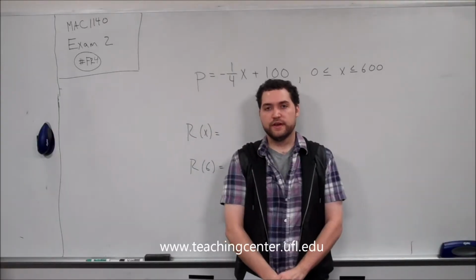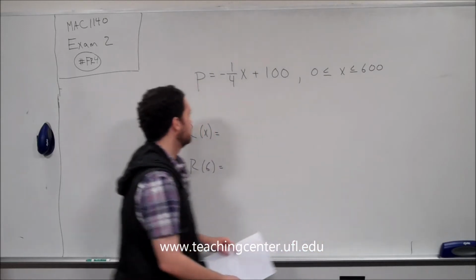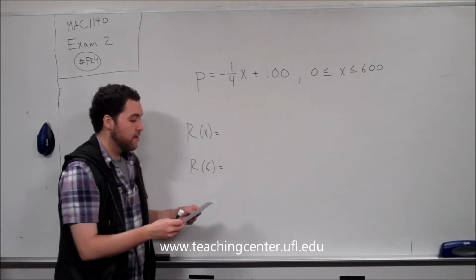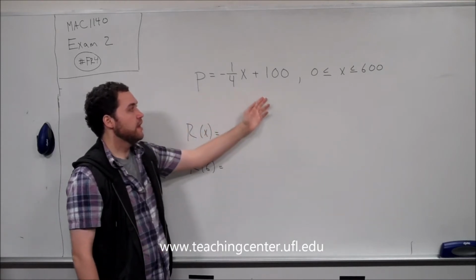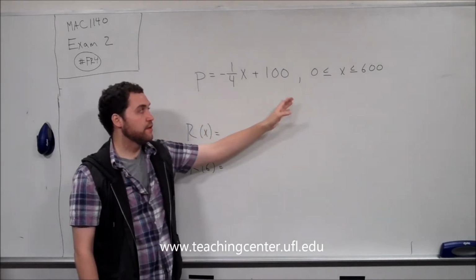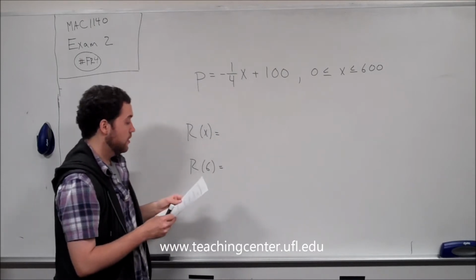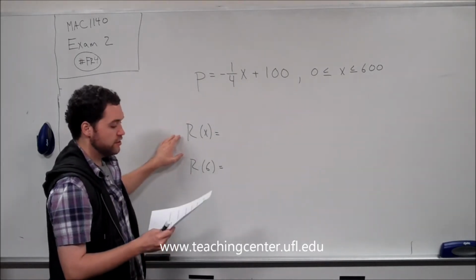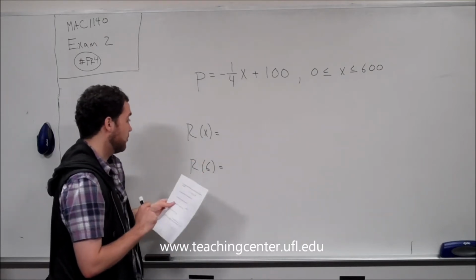Welcome to Mac 1140, Exam 2. This is problem number 4 of the free response section. In this question, they present you with a price or demand function, the same thing, and they say the domain of this is from 0 to 600 units. So X represents the number of units sold. So the first question is, what is the revenue function in terms of X?